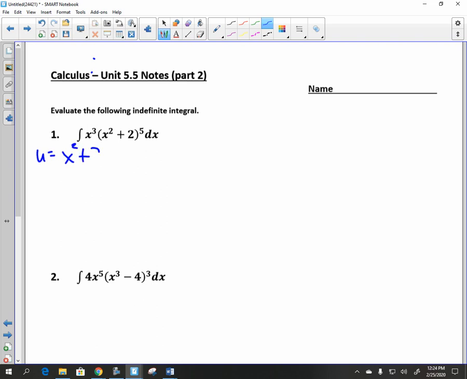x squared plus 2. Now here's why this is a bad deal for us. Because du is equal to what? 2x dx. Now we know how to get rid of the 2, don't we? So 1/2 du is equal to x dx. So why do I have a problem? Yeah, I got x cubed here. I'm missing like x squared.